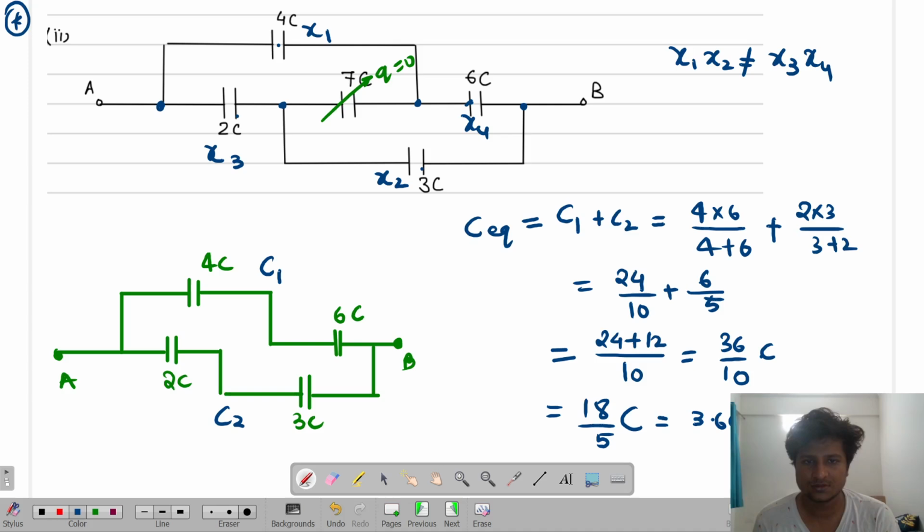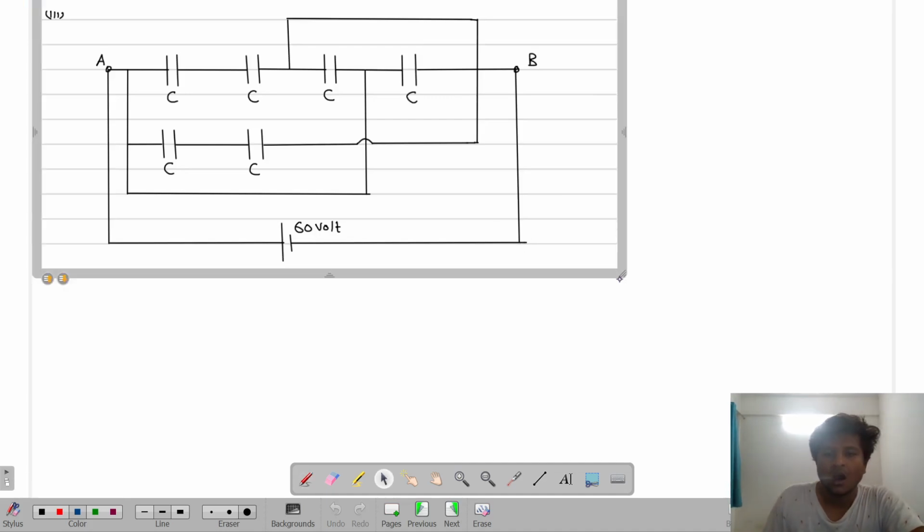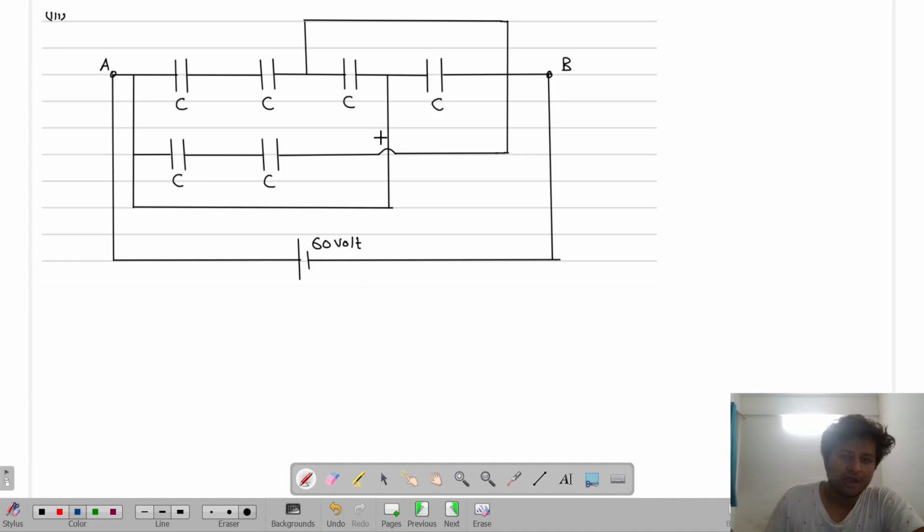Okay, let's move ahead. Solve this question, then you will understand what's the meaning of a straight wire.